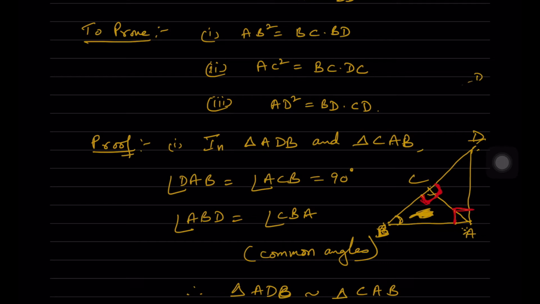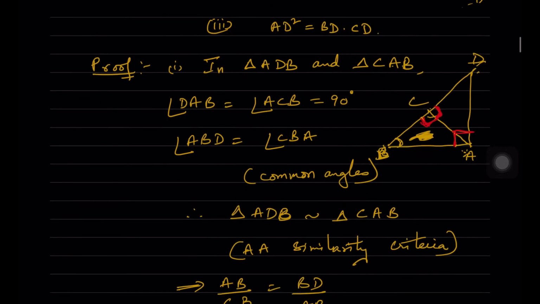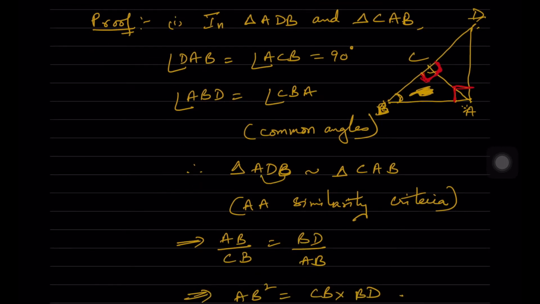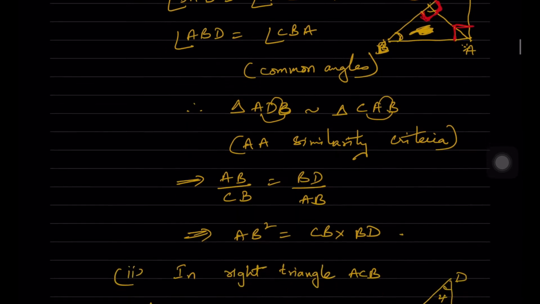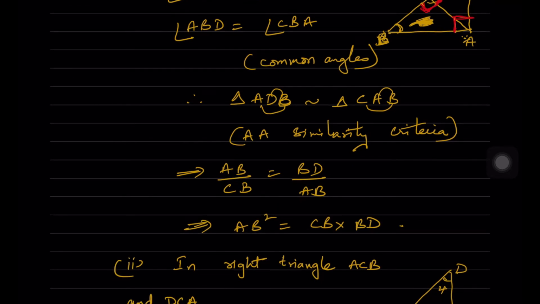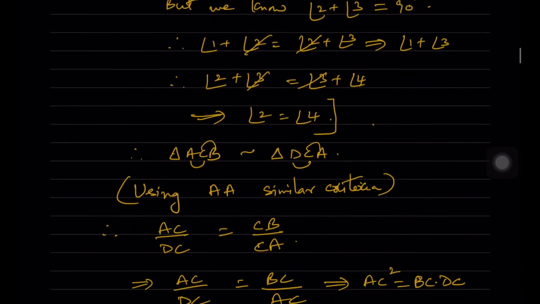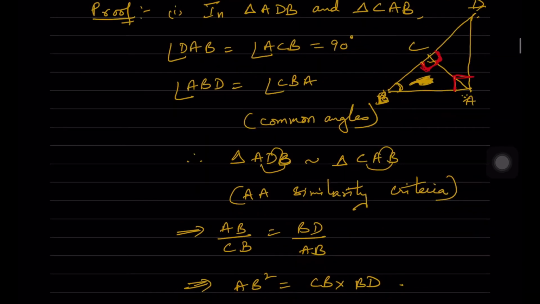So from the AA similarity criterion, you can tell that triangle ADB is similar to triangle CAB. Now if you consider AB by CB is equal to BD by AB, if you cross multiply you will get AB square is equal to CB into BD. How are we getting this? Because corresponding sides of two similar triangles are proportional.